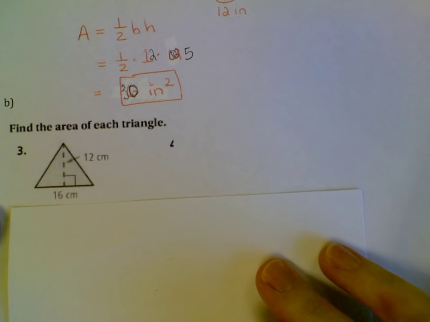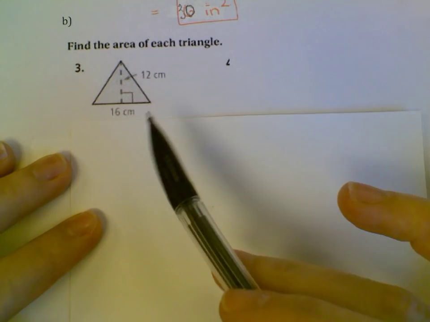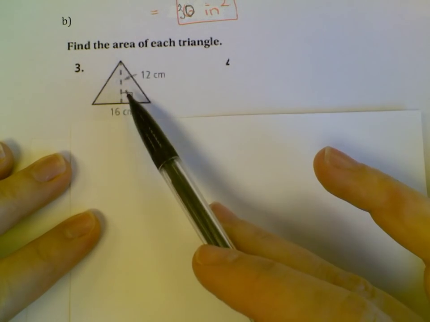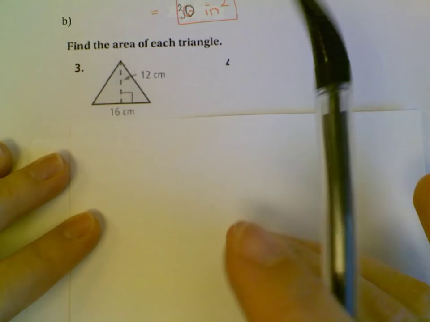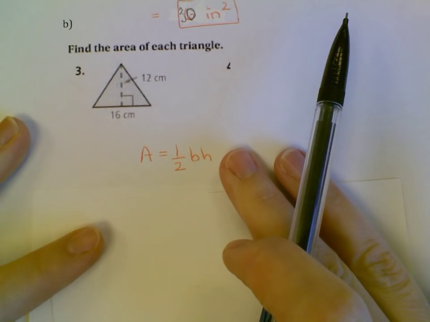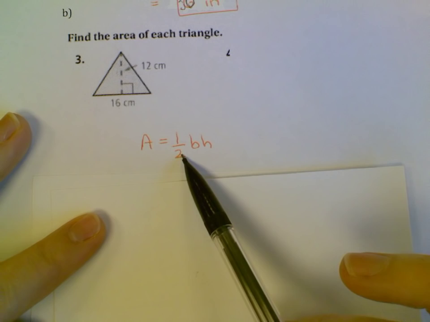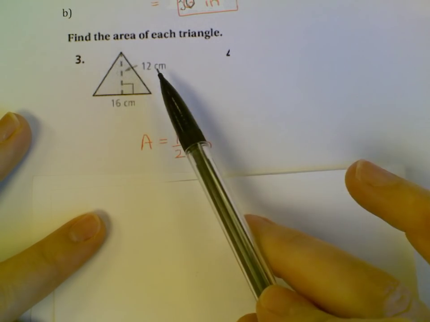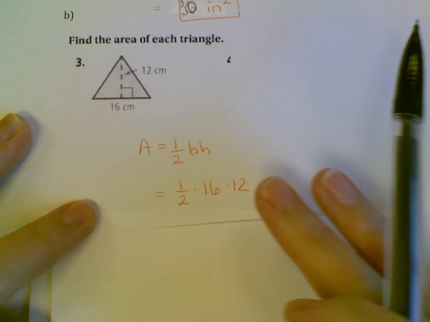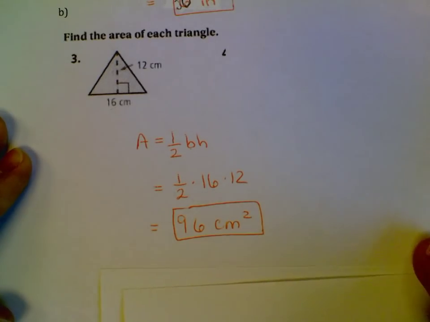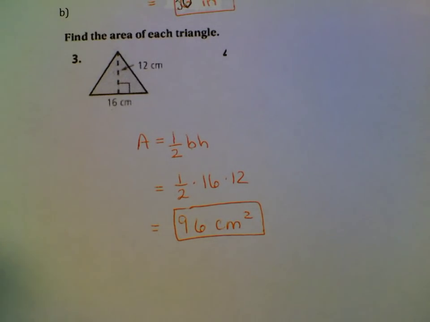So in the next question, pretty straightforward. They give me my base, they gave me my height, they're both in the same unit, so I can just plug them into my formula. So I would do 1/2 times 16, which is my base, times 12, which is my height, times all of those together, and you should be getting 96 centimeters squared. Folks, this first lesson is not too bad, just finding the area of a parallelogram and a triangle.